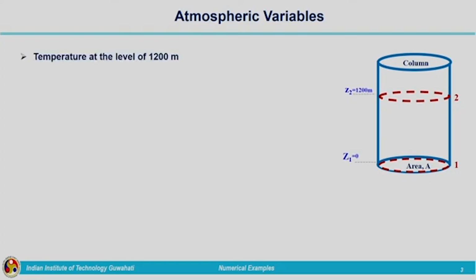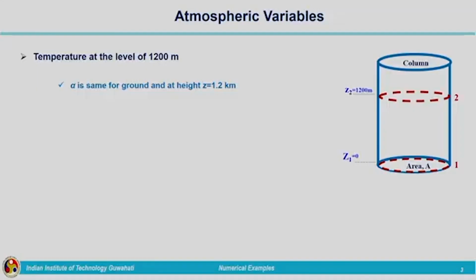Now, let us start solving the problem. Temperature at the level of 1200 meters we need to determine. Temperature, pressure, all these values at the ground level is already given to us. We are having the expression relating the temperature and pressure variability as the altitude increases. We will be making use of those expressions for finding out the corresponding values at a particular elevation into the atmosphere. Temperature at the level of 1200 meter needs to be calculated. Alpha is given to us, that we are assuming to be same at the ground and at the elevation 1.2 kilometers. So, T2 can be calculated by using the lapse rate equation.